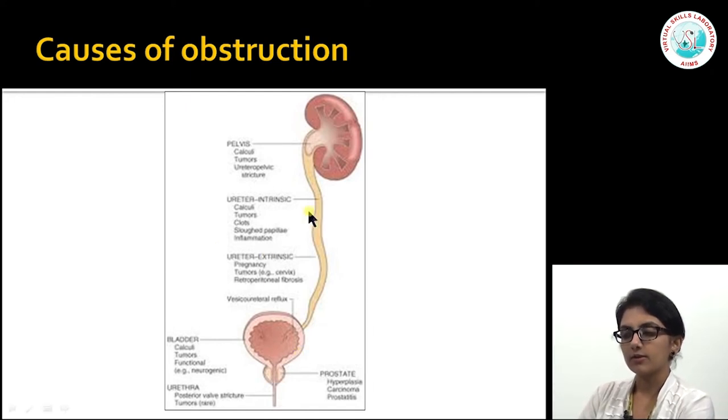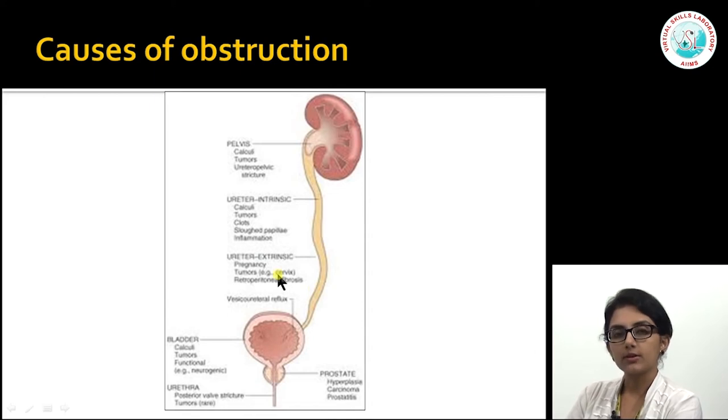If you look at the ureter, ureter can have intrinsic as well as extrinsic causes. Extrinsic causes could be, for example, the physiological state of pregnancy, where you have an enlarged uterus which is pressing on the ureter. Tumors, particularly cervical cancers, or retroperitoneal fibrosis, which can entrap both the ureters and result in obstruction. Various intrinsic causes would include calculi, tumors, blood clots, sloughed papillae in cases of papillary necrosis and inflammation. And if we go up in the pelvis, large stones, tumors, or strictures, PUJ or pelvi-ureteric strictures, can result in obstruction.